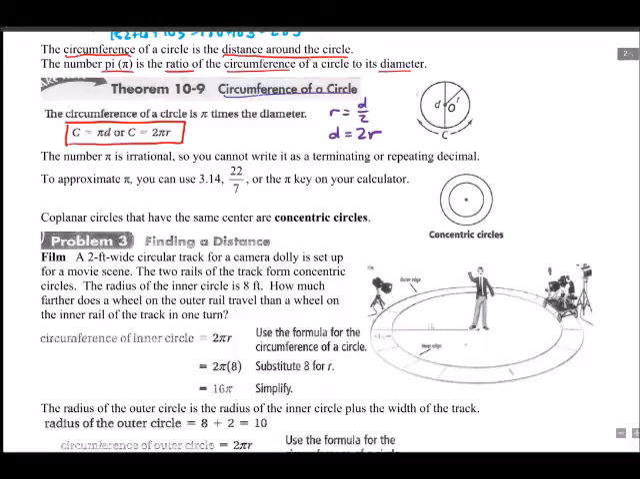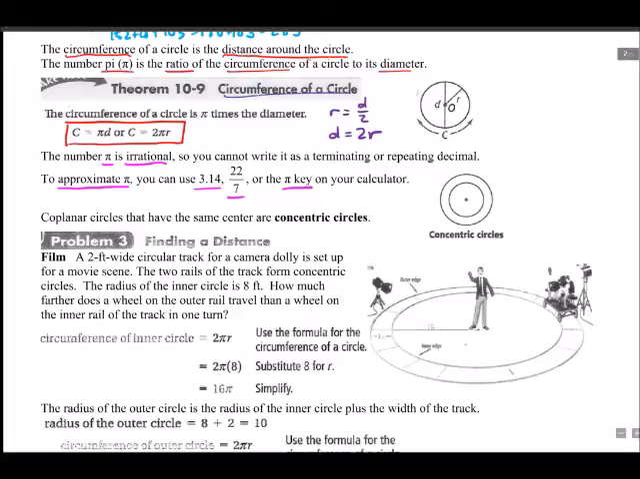Now, some other information here. Pi is irrational, which means it is not terminating. It's a non-terminating decimal. If we want to approximate pi, 3.14 is a good approximation. 22 divided by 7 will give you the full decimal, and the pi key on your calculator gives you a nice long decimal as well.